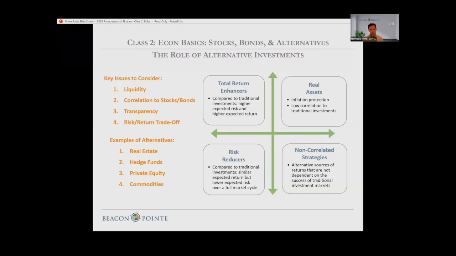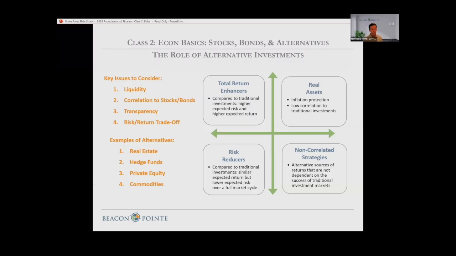And so what we see here is a quadrant of what alternative investments can do. We can look at the examples of alternatives: real estate, hedge funds, private equity, and commodities. Let's utilize that as a bit of a word bank to fit within these four different categories. So let's think of total return enhancers. Compared to traditional investments, higher expected return, but higher expected level of risk.